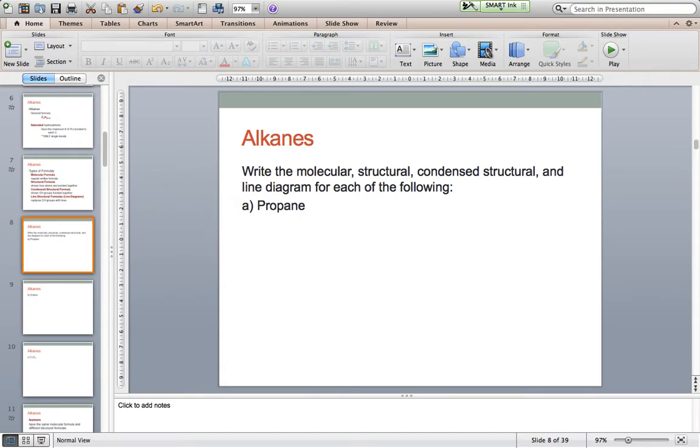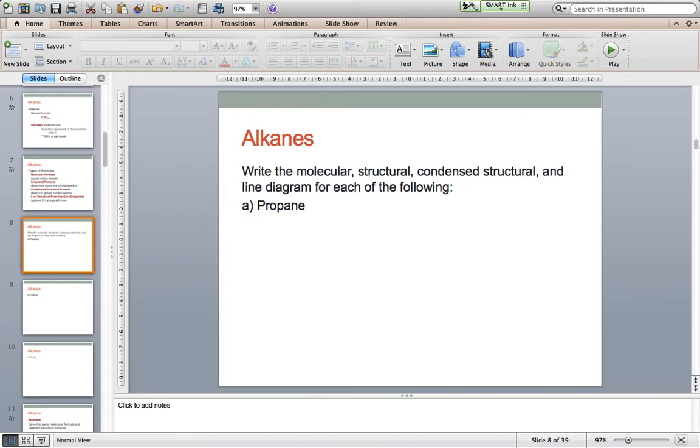So, example here: write the molecular, structural, condensed structural, and line diagram for each of the following. Now, what I recommend you guys do is let's do this first example together, propane, and then pause the video as you work through the next 2 examples, and then come back and I'll have the answers done.